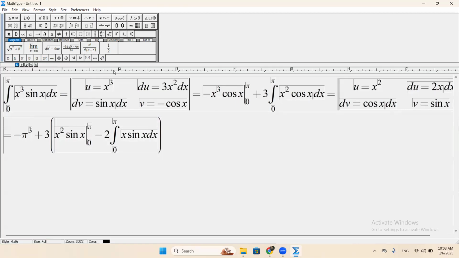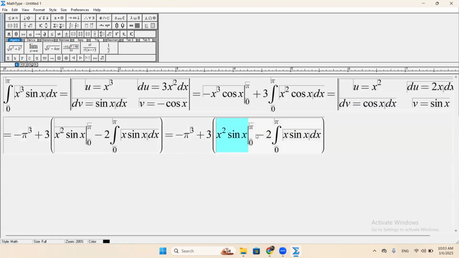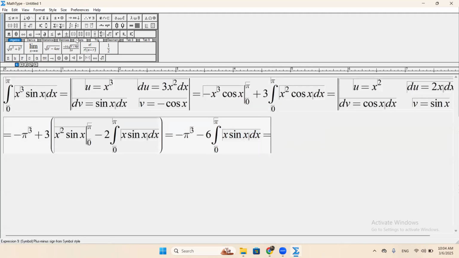So now less pain for us. Okay, let's expand brackets and simplify the expression a little bit. So minus p cube remains. So this goes away, and minus 6 integrals. And now let's integrate by parts once more. And it will be the last integration by parts.